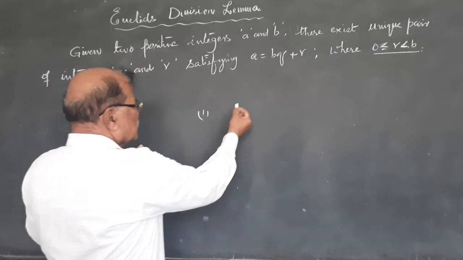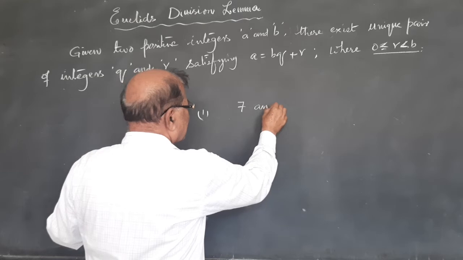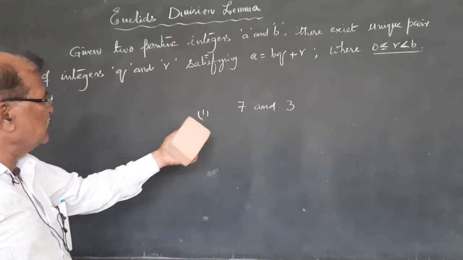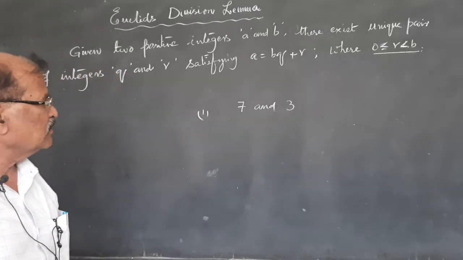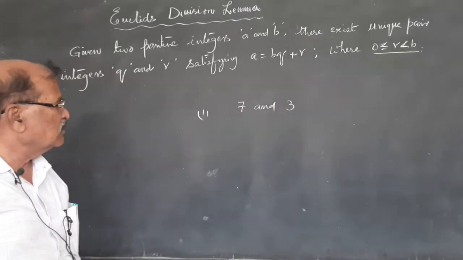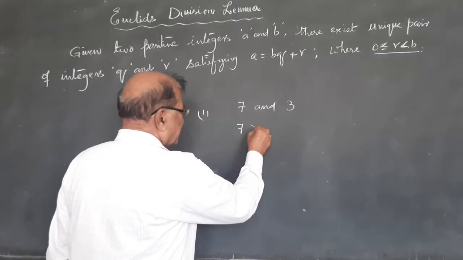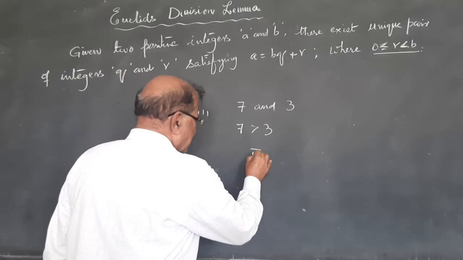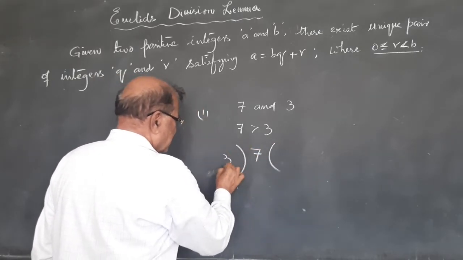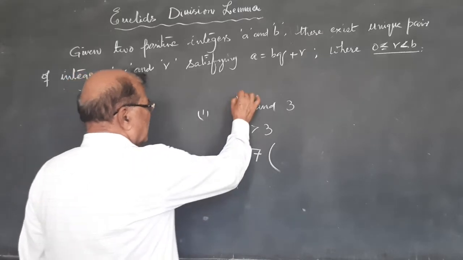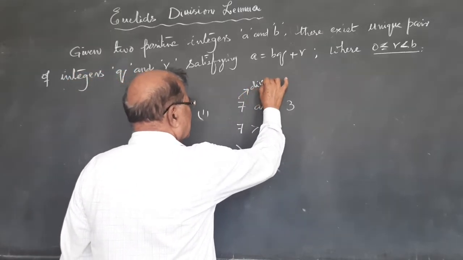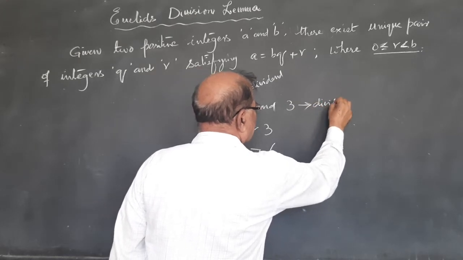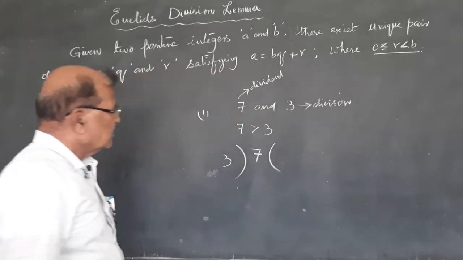Number 1. Take very simple 7 and 3. These two are integers. Here 7 is greater than 3. So 7 becomes the dividend, 3 becomes the divisor. This is called the dividend and the smaller one is called the divisor. Is it clear?